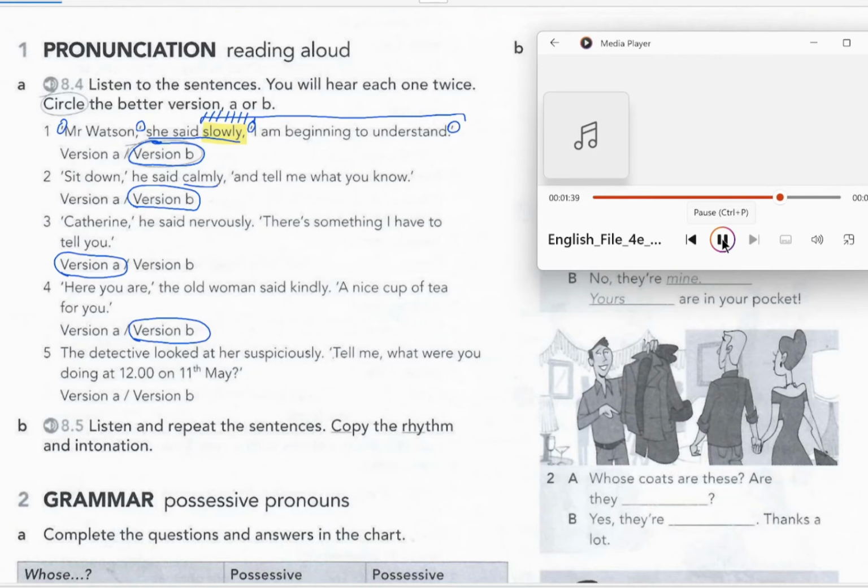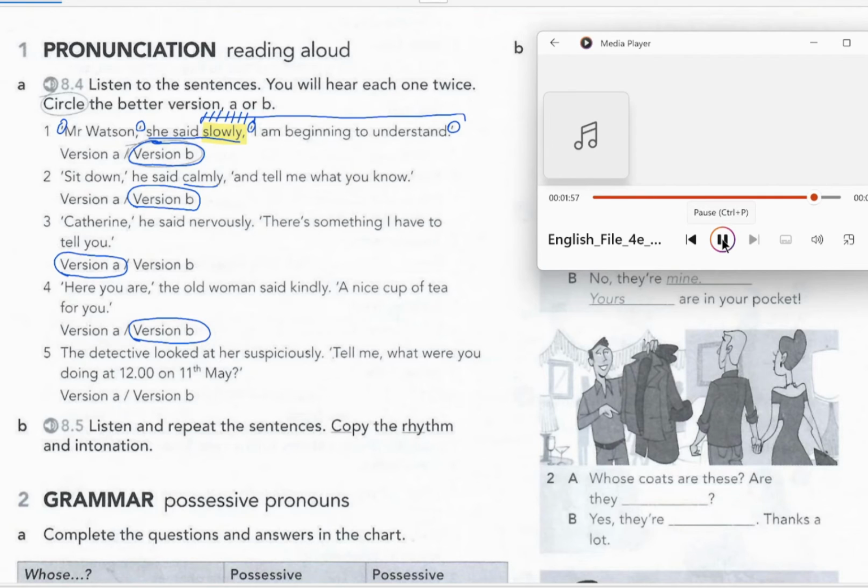5. Version A. The detective looked at her suspiciously. Tell me, what were you doing at 12 o'clock on the 11th of May? So this version sounds very good because the way that he asks the question, there is a kind of suspicion there. So version A is very strong. But we're going to double check version B now.